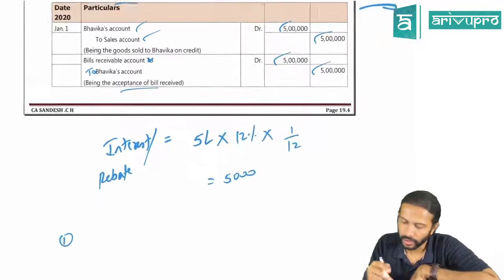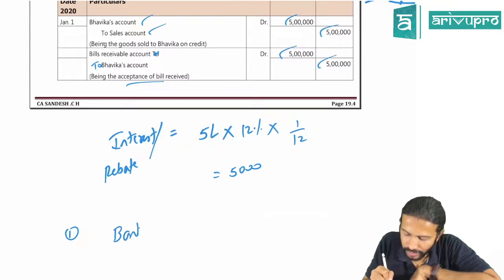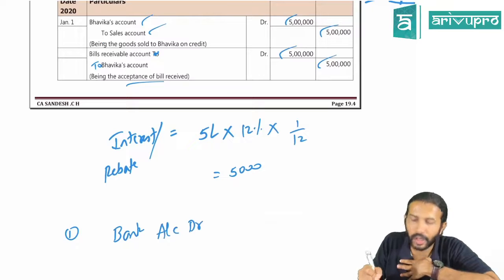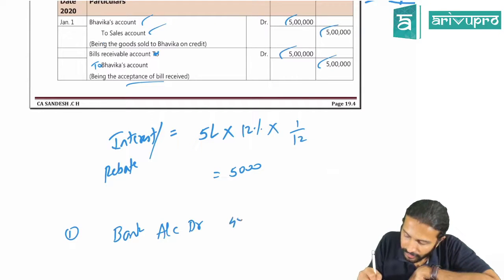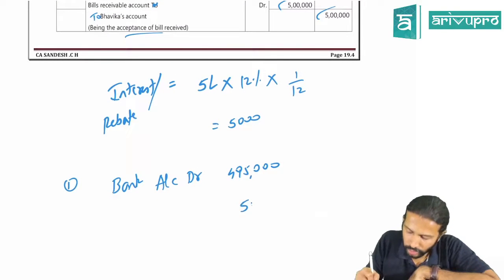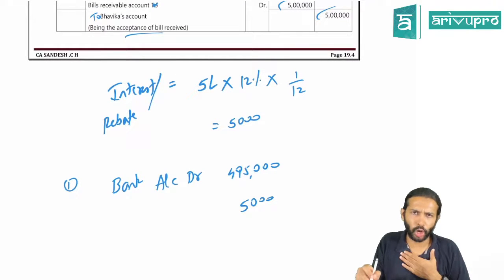Okay. That means the journal entry I will pass is what, sir? On early settlement, I'll receive the money. So the journal entry will be bank account debit. How much? I will receive only 4,95,000. Got it? 5,000 she will pay less. That means it's a loss for me.